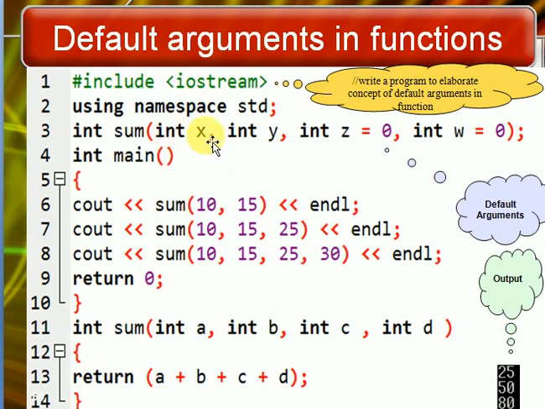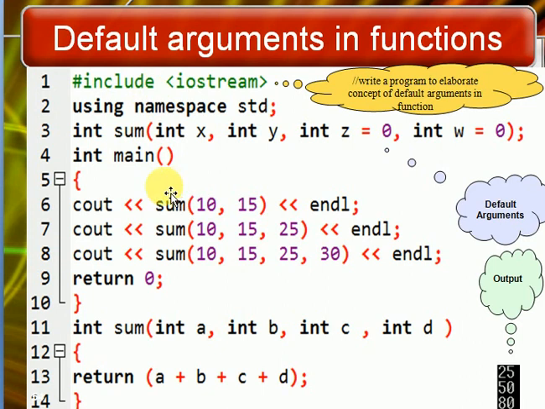int x, int y, then int z is equal to 0. That 0 is the default argument value. Then int w is equal to 0 is also the default value for w. So these two are actually default arguments.